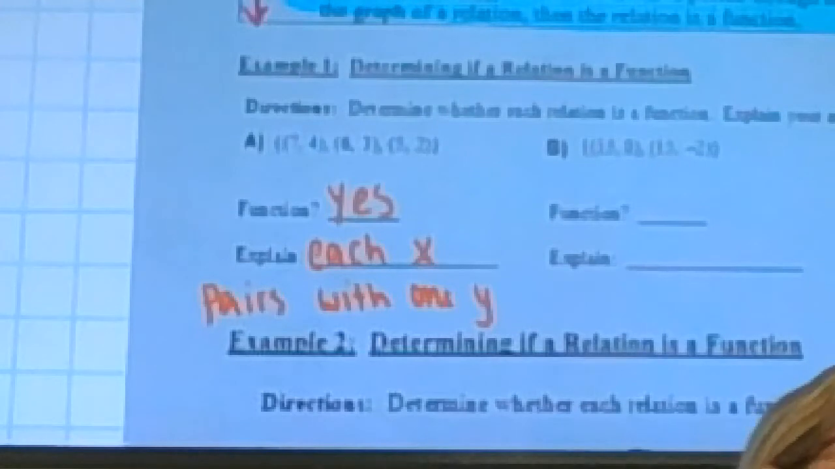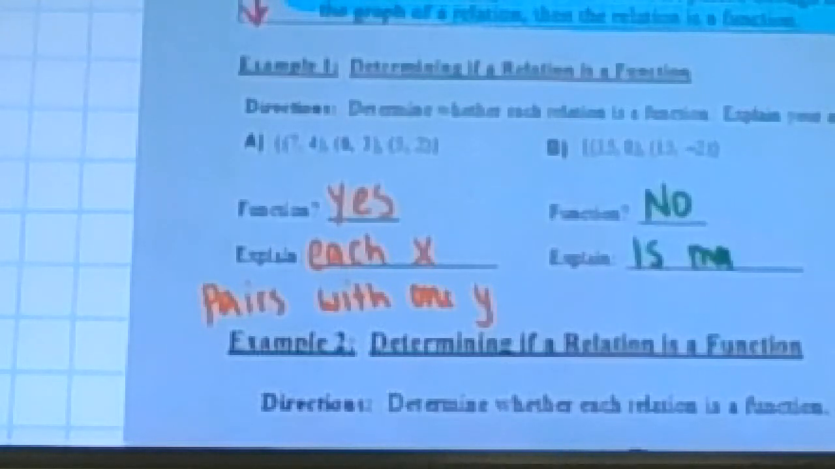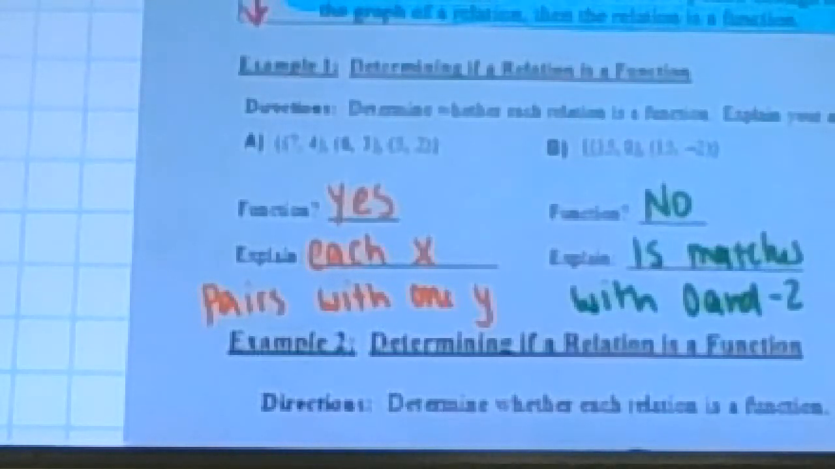Letter B, function, yes or no? Raise your hand. Letter B is a no. Can you explain, Dominic? 15 matches with 0 and -2, so that is a no.